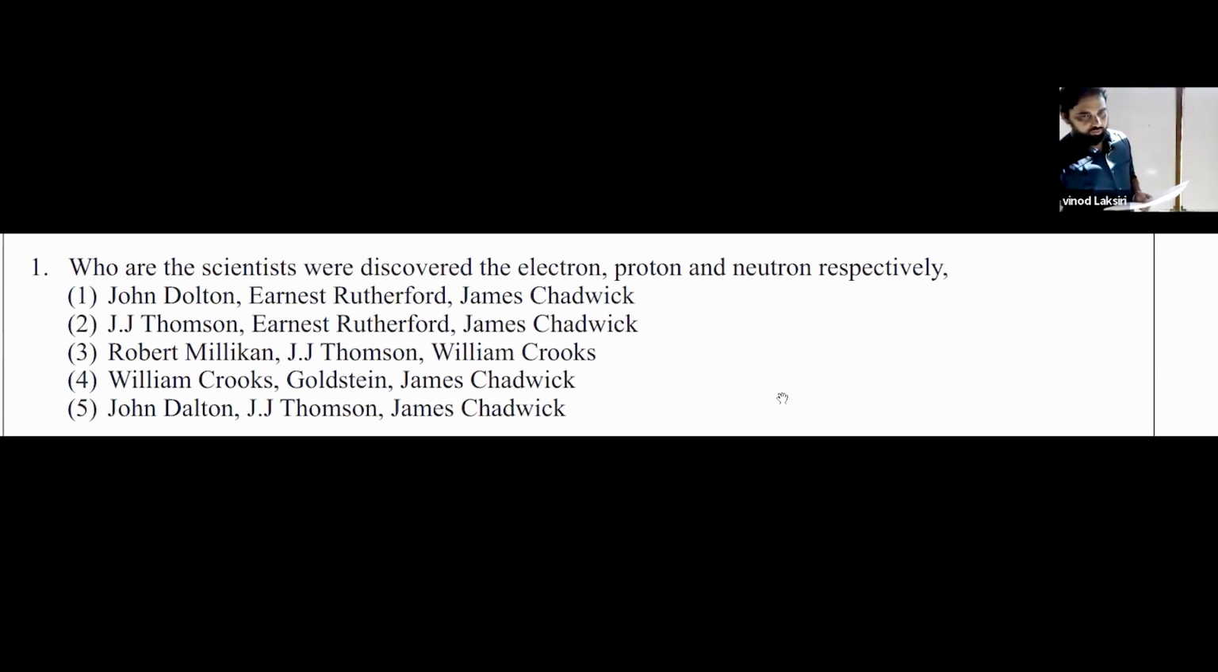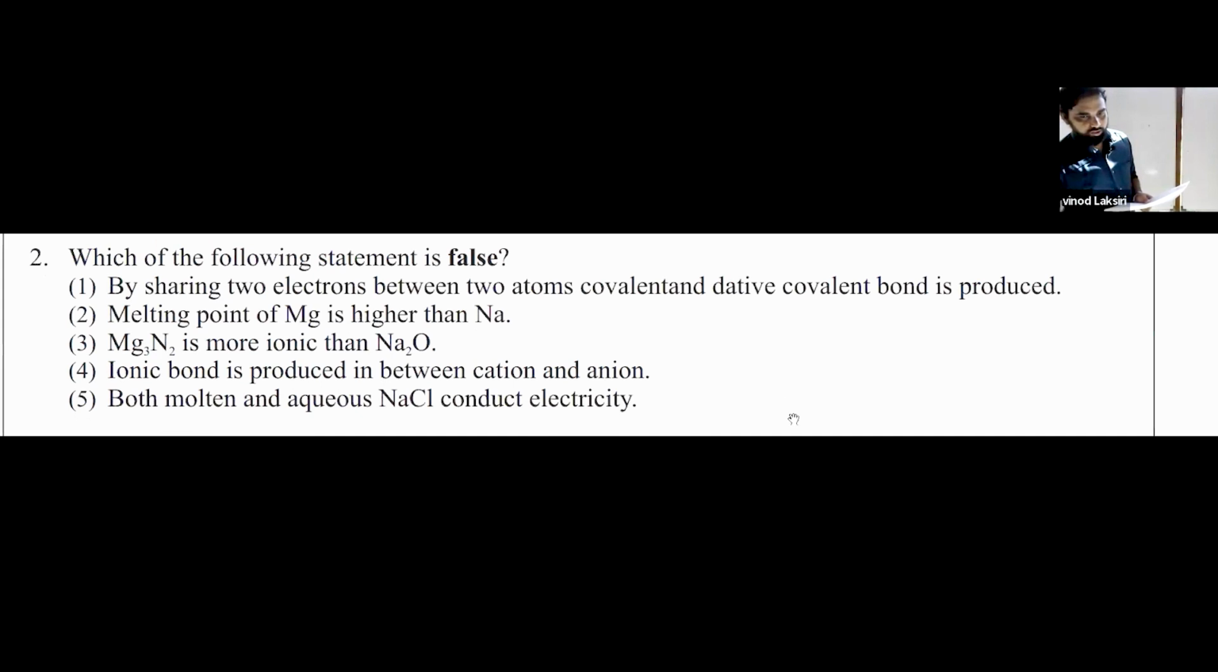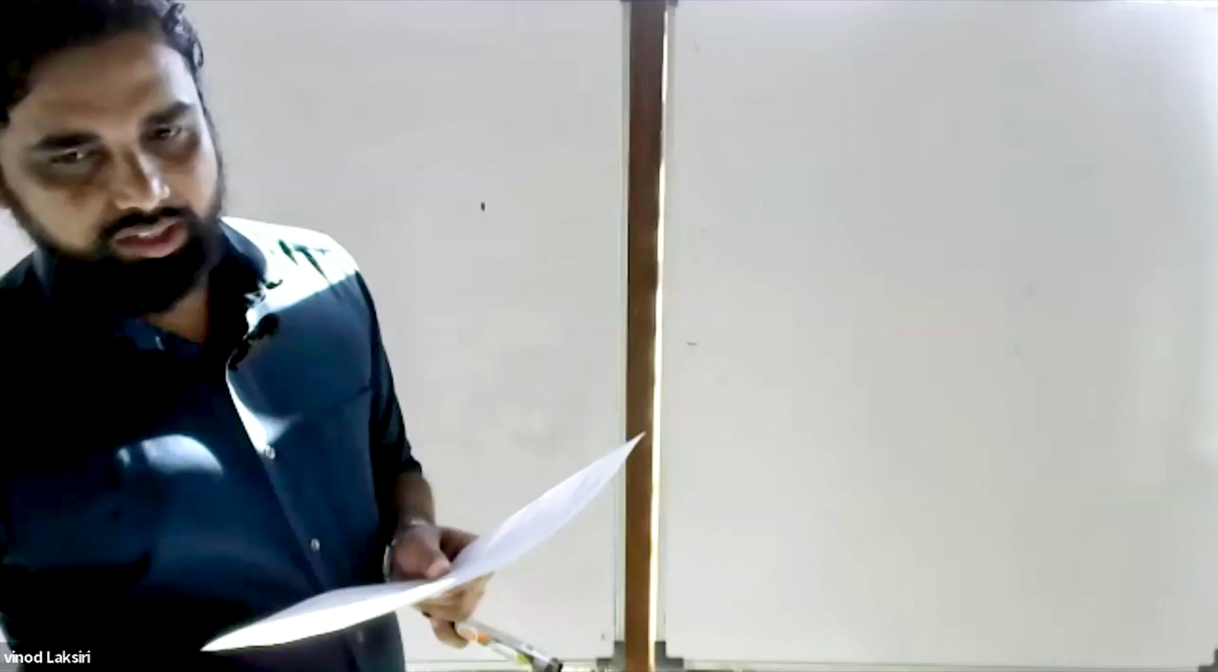Okay, then I will move to the second question. Right, so this is the second question. Which of the following statements is false? So you have to select the false statement. What is the first one? By sharing two electrons between two atoms, covalent and dative covalent bonds are produced. Right, it is correct.